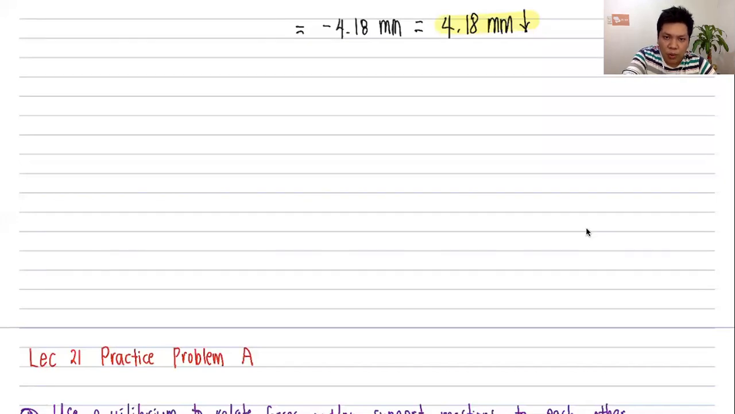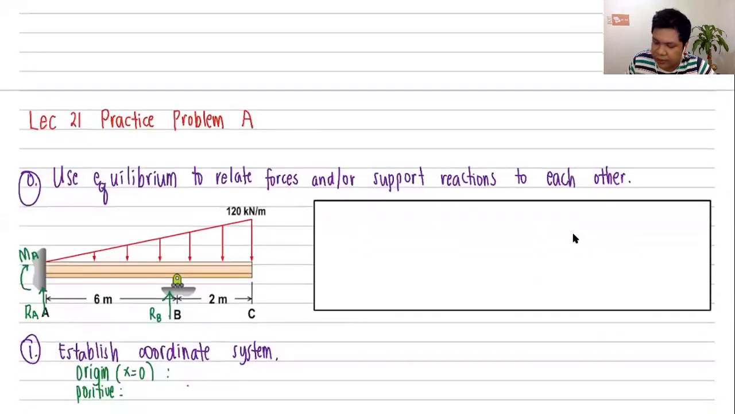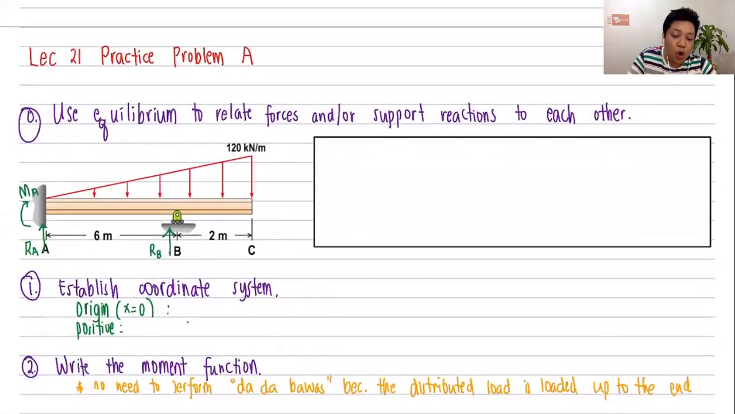Now, please do remember that the steps we are doing here are the same. However, we are only imposing additional boundary conditions in order for us to solve our support reactions first. So our steps will not change. Using equilibrium to relate the forces to each other and to the support reactions. Again, in step 0, you should not be able to solve the support reactions numerically. You should only be able to relate them to each other. That should be clear.